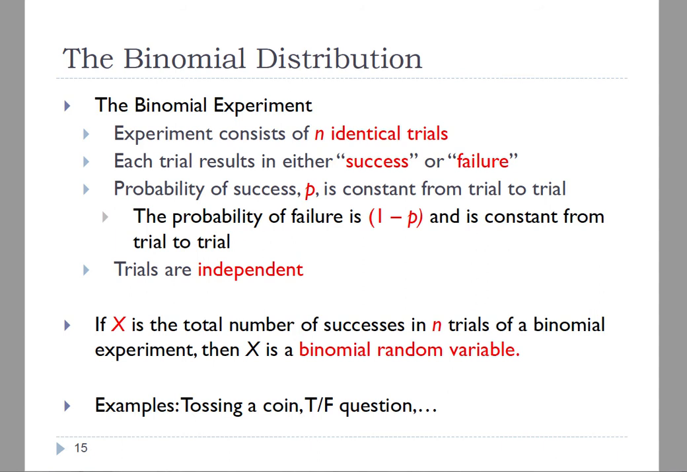So if we let x denote the number of successes occurring in the n trials, we can see that x can assume the values 0, 1, 2, 3, like tossing a coin or a true or false question, because the number of values is finite.